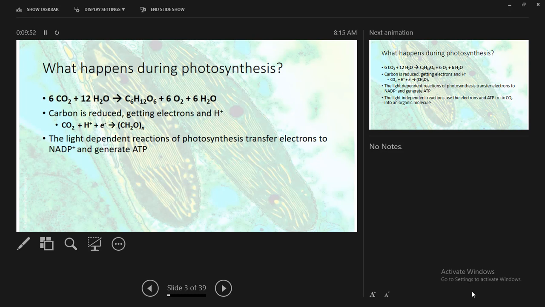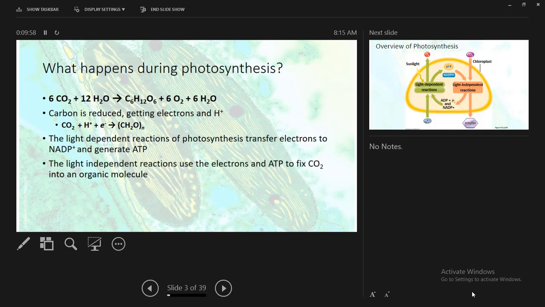Okay? So the light-dependent reaction is all about making ATP. The light-independent reactions are all about reducing carbon. The light-dependent reactions, what are they all about? Making ATP. The light-independent reactions, what are they all about? Reducing carbon. Okay, can we see this one more time?